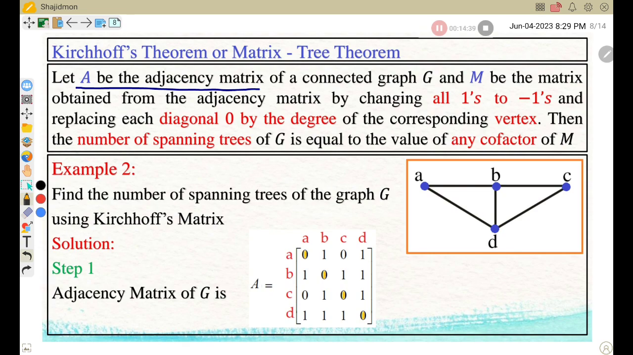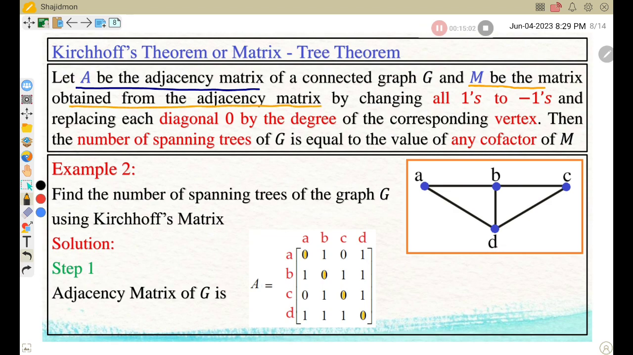Okay, we already studied in the previous sections how we form an adjacency matrix, correct? How we write the adjacency matrix. So whenever we are given a graph, first we form the adjacency matrix, capital A, in the first step. After that, we need to create another matrix we are calling M. M is the matrix obtained from the adjacency matrix.